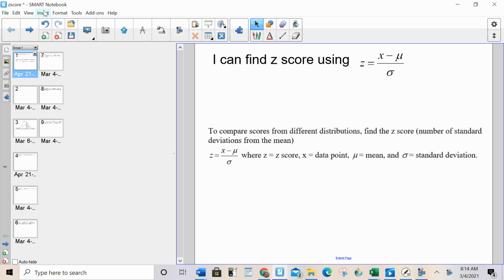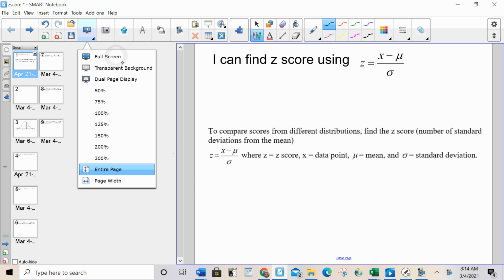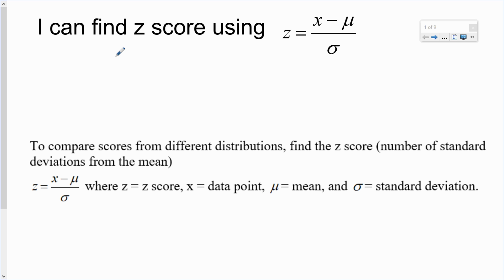Hello everybody. Today I can find z-score using z equals x minus mu over sigma. So let's talk about what z-score is and when we want to find z-score. We use z-score to compare scores from different distributions, from different events.